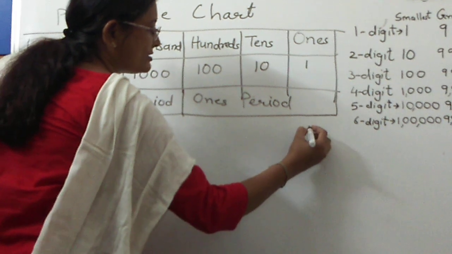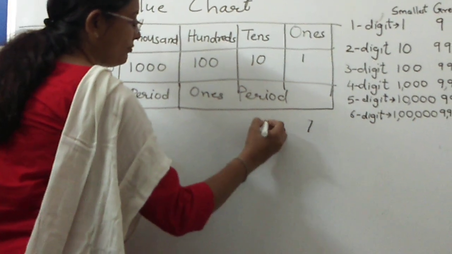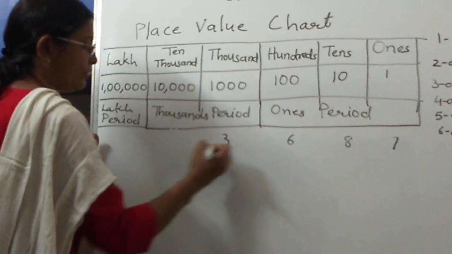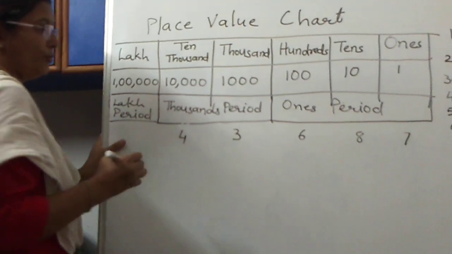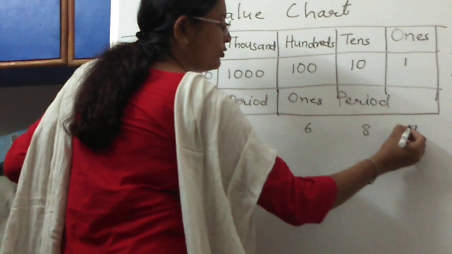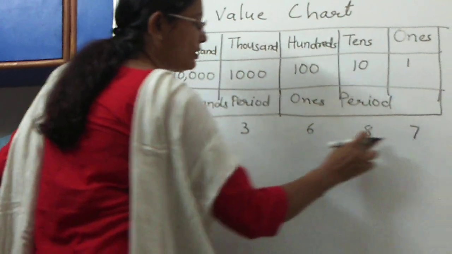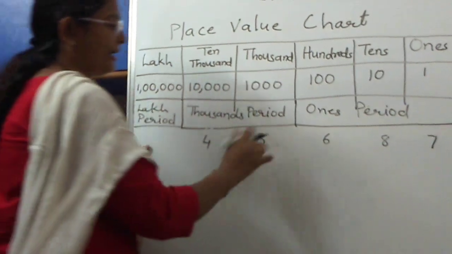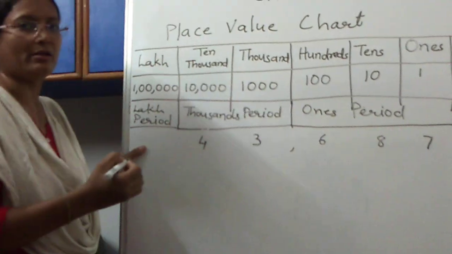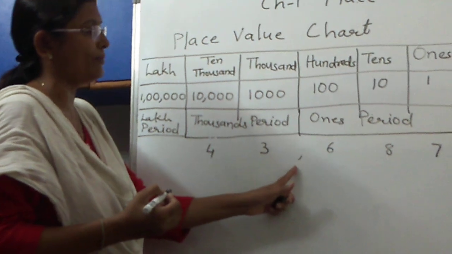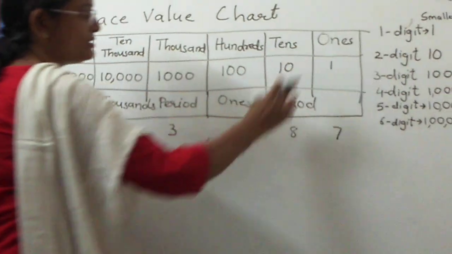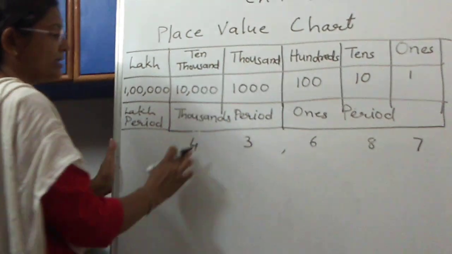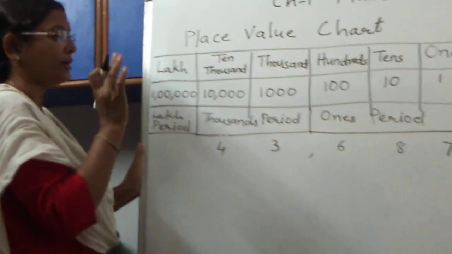Let me give you one example with a number. Let us take 7, 8, 6, 3, 4. This is a 5 digit number, 1, 2, 3, 4, 5. I am keeping a comma here because the ones period is completed. This is 7 ones, 8 tens, 6 hundreds, 3 thousands, 4 ten thousands, that means 40,000.